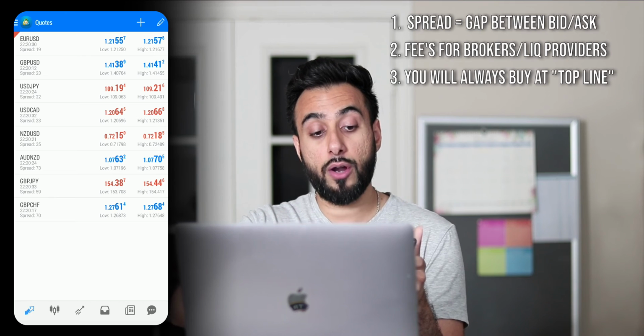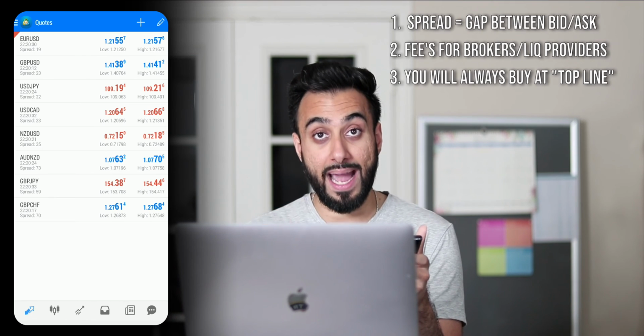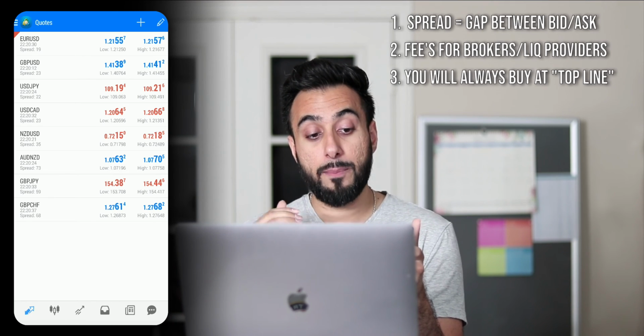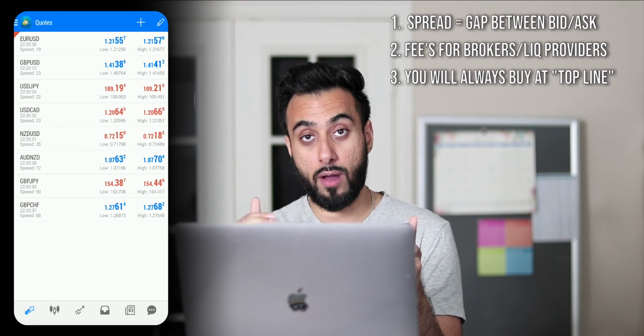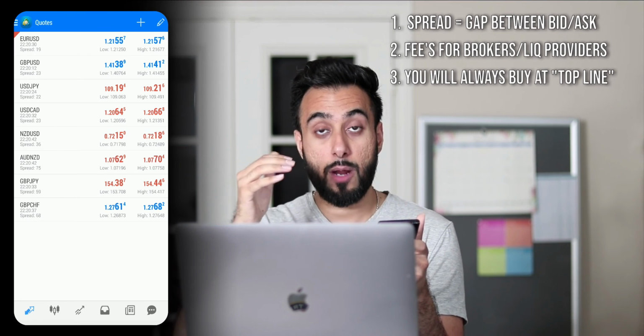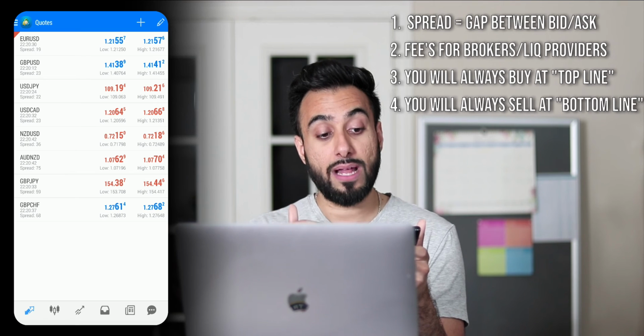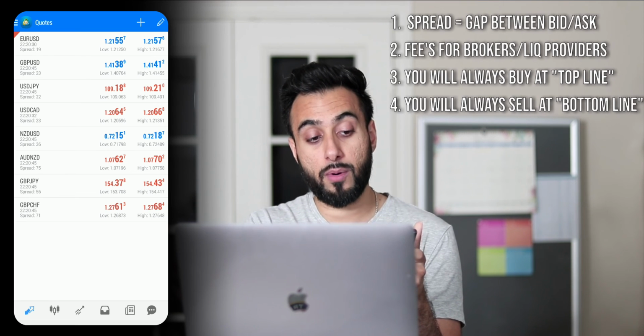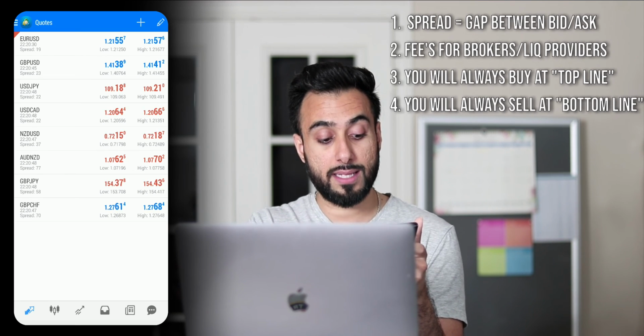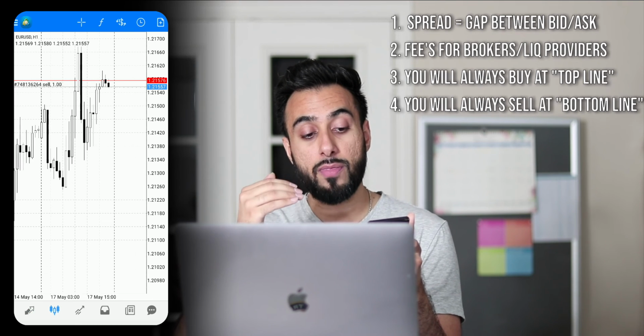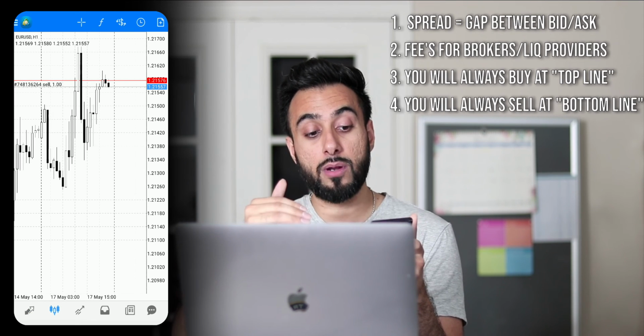Now, you have to understand that whenever you buy, you're always going to be buying on the number on the right, the more expensive price. And whenever you sell, you're always going to be selling on the lower price, the number on the left, or in other words, the line that's going to be on the bottom. So you always buy on the number on the top, you always sell on the number on the bottom.